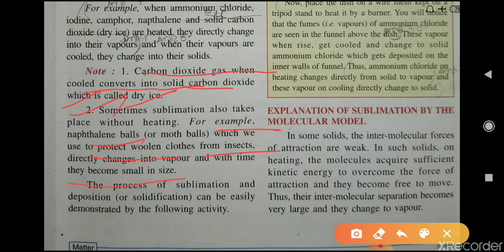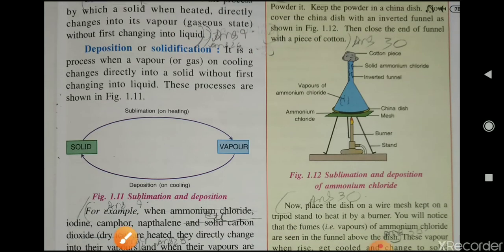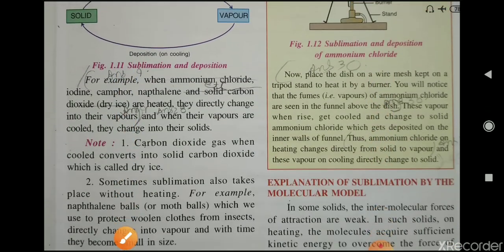The process of sublimation and deposition can be easily demonstrated by the following activity. You can read this activity by yourself.